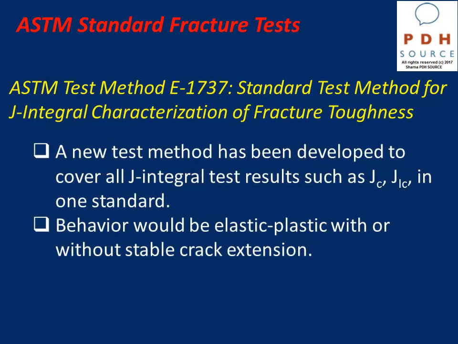The next test is ASTM test method E-1737, standard test method for J integral characterization of fracture toughness. That's a new test method to develop all J integral test results such as JC, J1C in one standard. Again, the behavior here would be elastic plastic with or without stable crack extension.